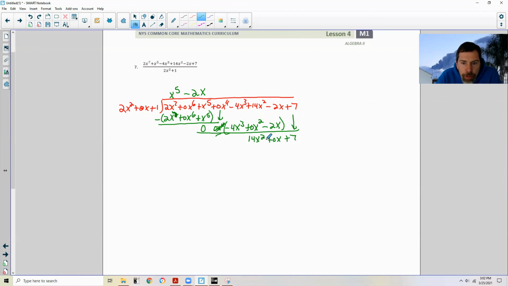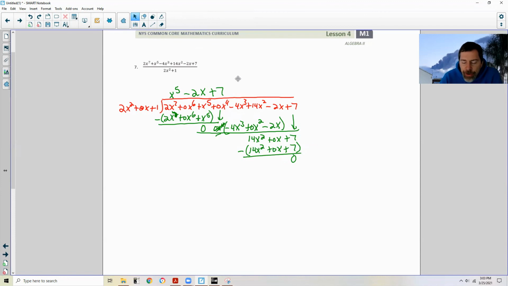I have a 2x squared. I have a 14x squared. I need 7. 7 times 2 is 14x squared. 7 times 0x is 0x. And 7 times 1 is 7. Subtract. 14 minus 14x squared is 0. 0 minus 0 is 0. 7 minus 7 is 0. We are done. We did not have a remainder. My answer is x to the 5th minus 2x plus 7.